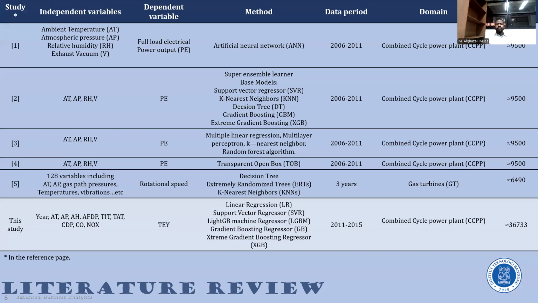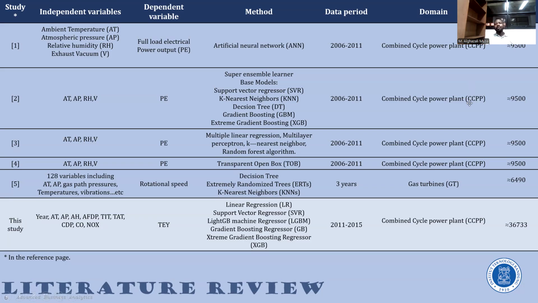So different studies have been conducted about this topic. So maybe, for example, let's consider the first. It considered four variables: ambient temperature, atmospheric pressure, relative humidity, and also exhaust volume in order to determine the electrical output. But in this case, it just uses an artificial neural network, as it's one of the most popular machine learning algorithms, and actually it's deep learning in machine learning. He used a data size of around 9,500.